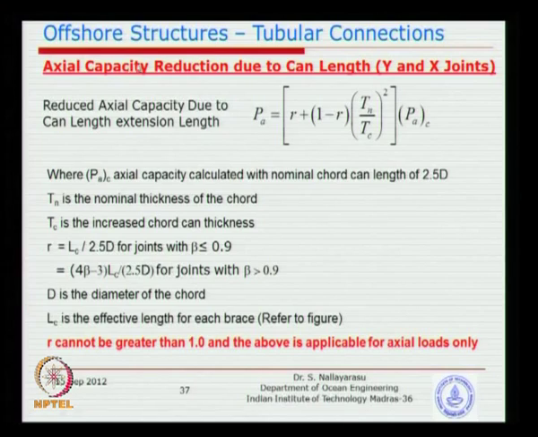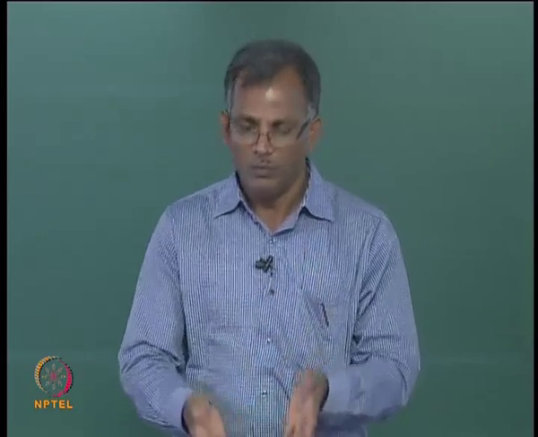It is very simple. You see here the ratio R is the length of the can divided by 2.5 d. So, as long as you have 2.5 d, what will happen? R will become 1. Once you put R equal to 1, the second term will disappear, is it not. The first term is 1, and automatically the calculated capacity PAC, I have just given a different symbol so that you understand, is the calculated capacity multiplied by a reduction factor. The reduction factor cannot be greater than 1 for sure. So, it will be less than 1 or equal to 1. When will it become equal to 1? When the length of the can becomes 2.5 d.